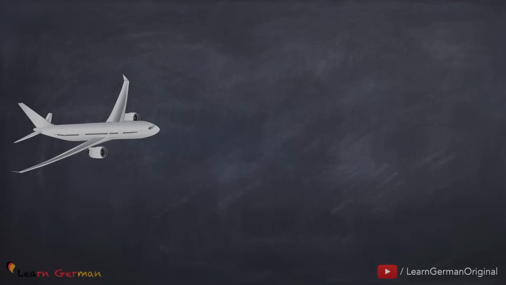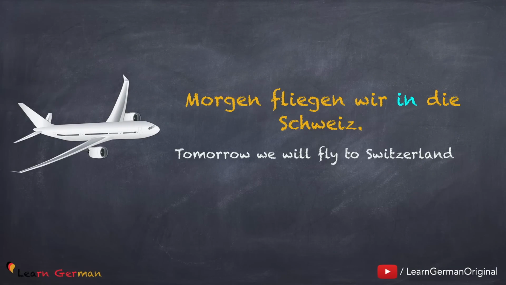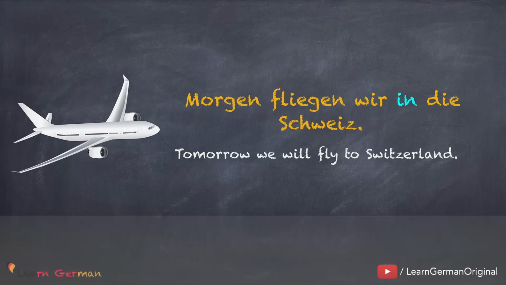Now let's look at a few examples where there is movement involved. Morgen fliegen wir in die Schweiz. Wohin fliegen wir? Since there is a change of position, the preposition in will take Akkusativ. Hence, in die Schweiz.